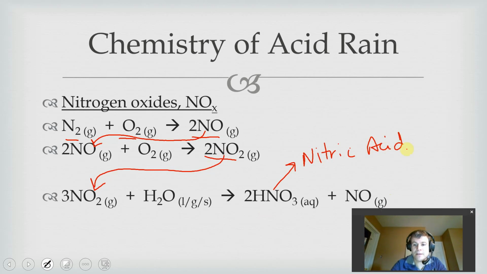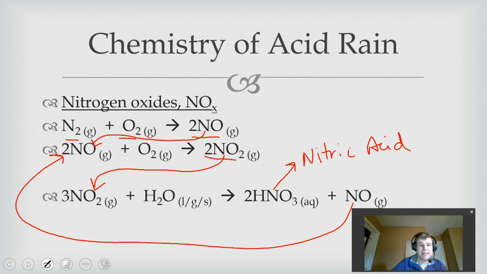Acid. HNO3. And again, there's a little bit of nitrogen monoxide there, and that's just going to continue the cycle over again. So that nitrogen monoxide will loop back around and just keep going, and it'll keep producing more and more nitric acid.